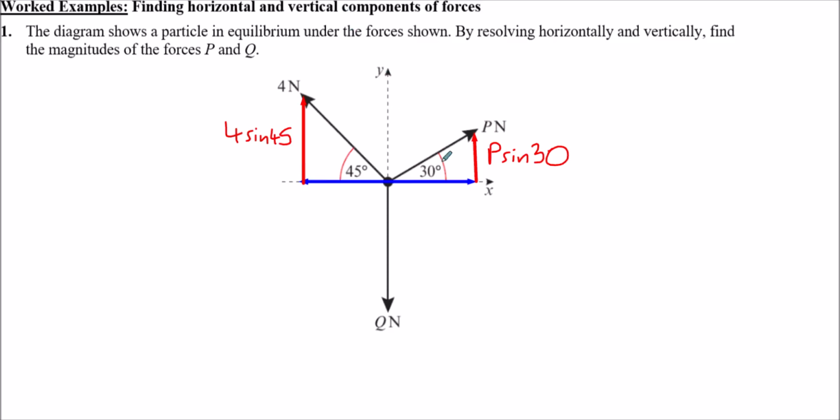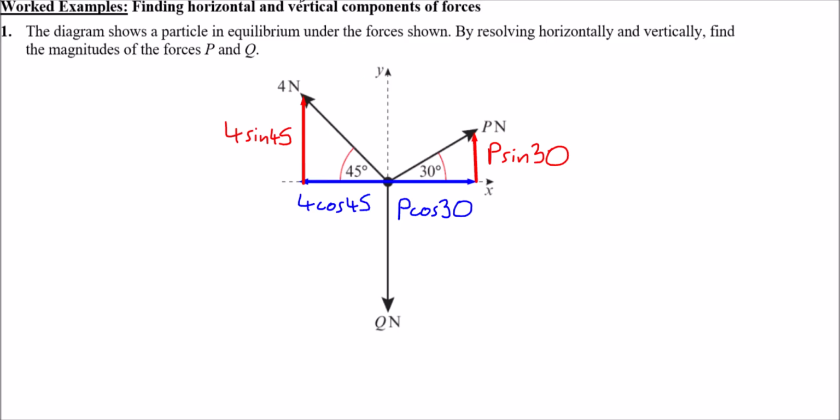And the horizontal components, pardon me, will be the hypotenuse, or the magnitude in this case P, multiplied by cosine of the known angle. So that's going to be P cos 30 resolving for P Newton force, and over here for the 4 Newton force resolved is going to be P cosine 45. We can now choose to resolve these forces either vertically or horizontally.